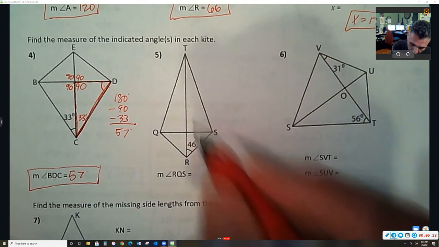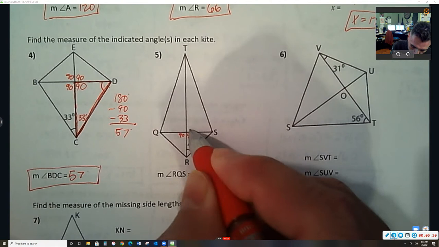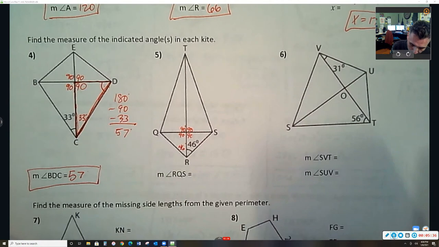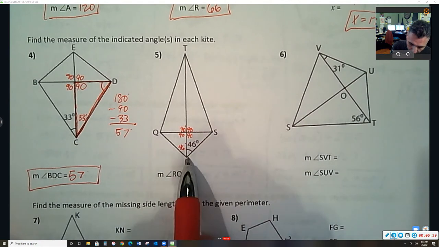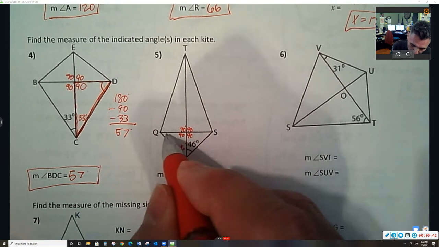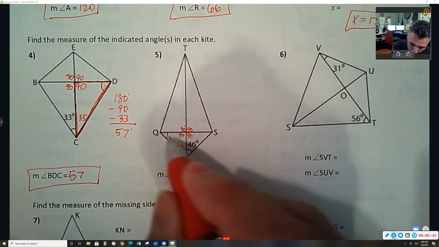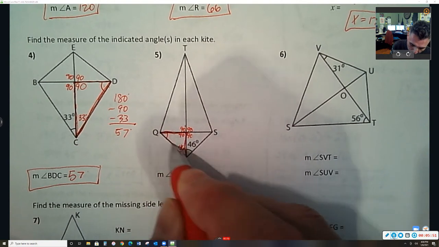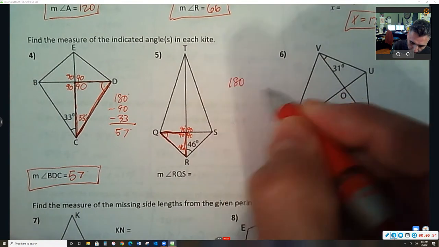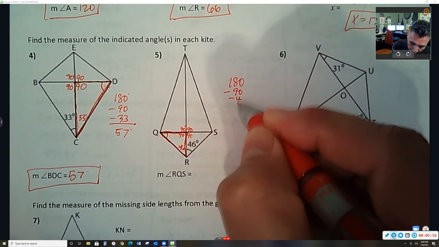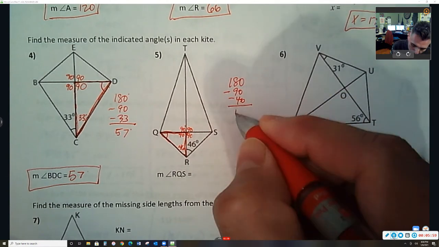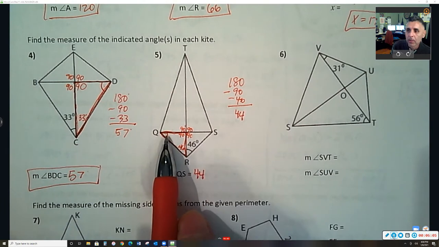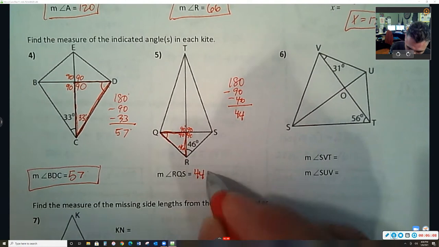Same thing with 5. Again, I'm going to put in these small angles in here as 90 degrees. If this is 46, that tells me this side over here is 46. And then RQS, here's RQS. That's this angle. So you're basically looking at this red triangle down here. Again, because it's a triangle, the three angles equal 180. Subtract out the two angles that you know, and when you subtract those, you get 44. Well, that's the angle of the missing one, or that's the measure of the missing angle, 44 degrees.